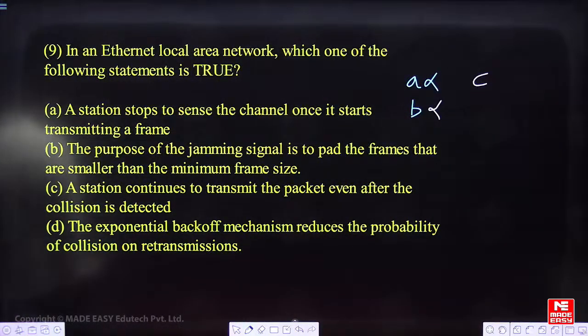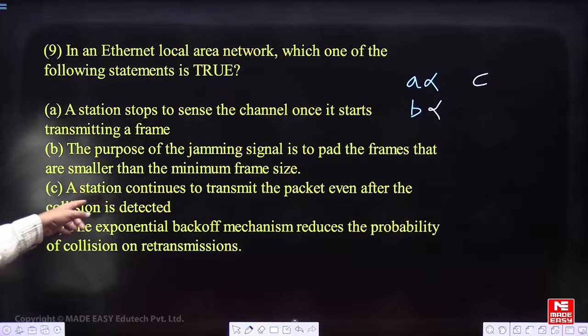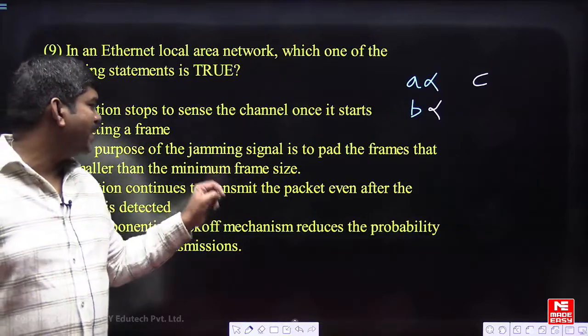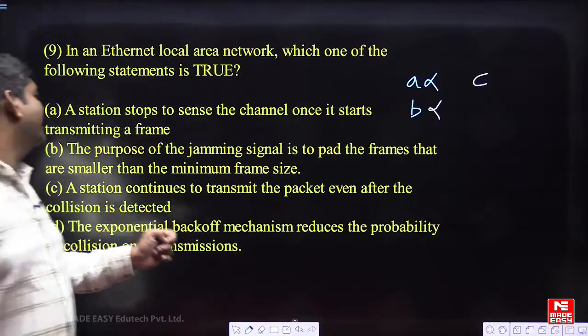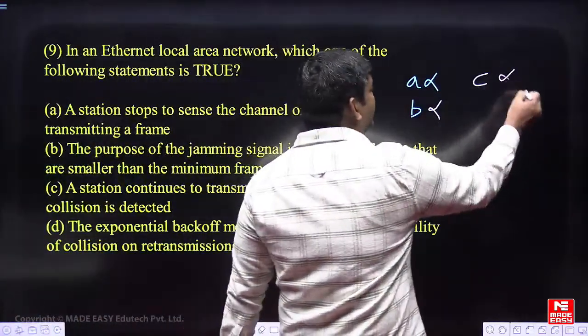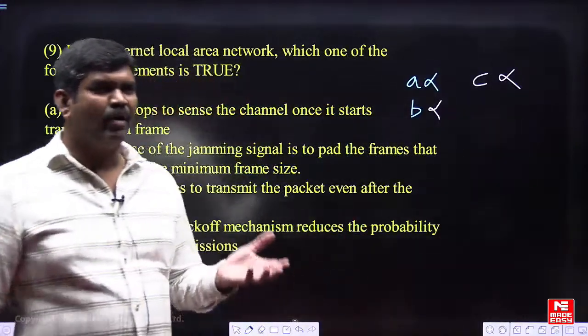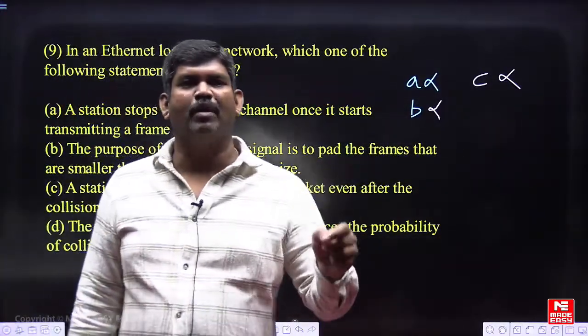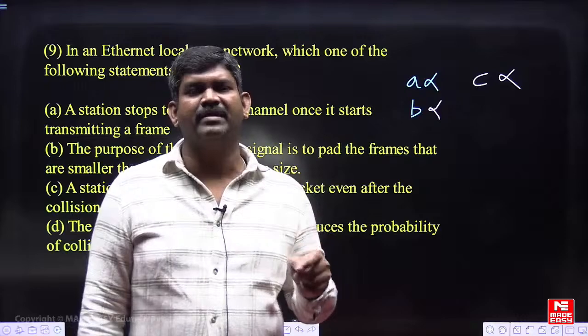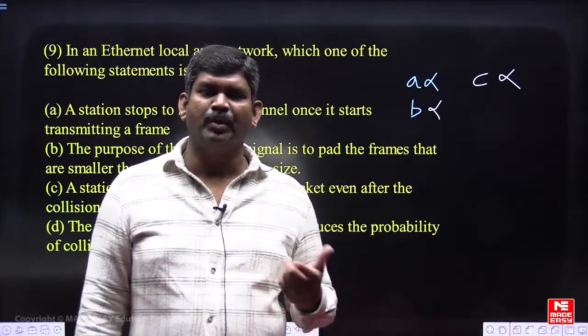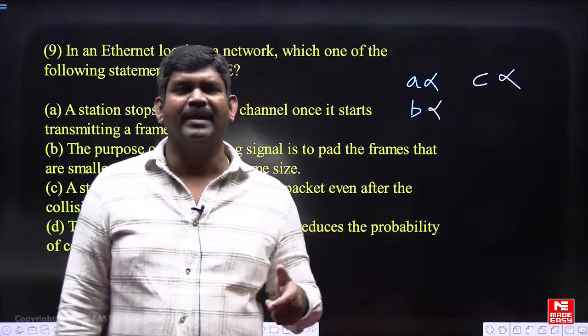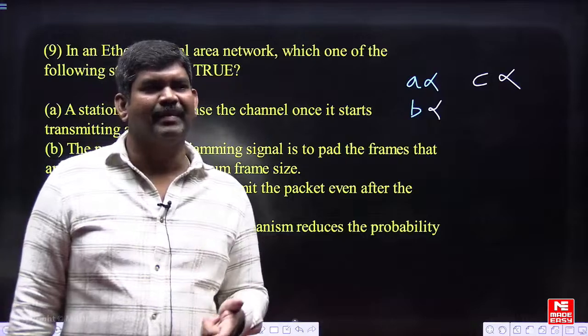Yes, everybody has told correctly. Abhishek, Varun, Sagar, Anushka, correct. Now you see the option: a station continues to transmit the packet even after the collision is detected. This is false. Once you are aware that a collision has happened with the help of the collision detection mechanism, why would you continue? If you start sending again immediately, the chance of collision is high.